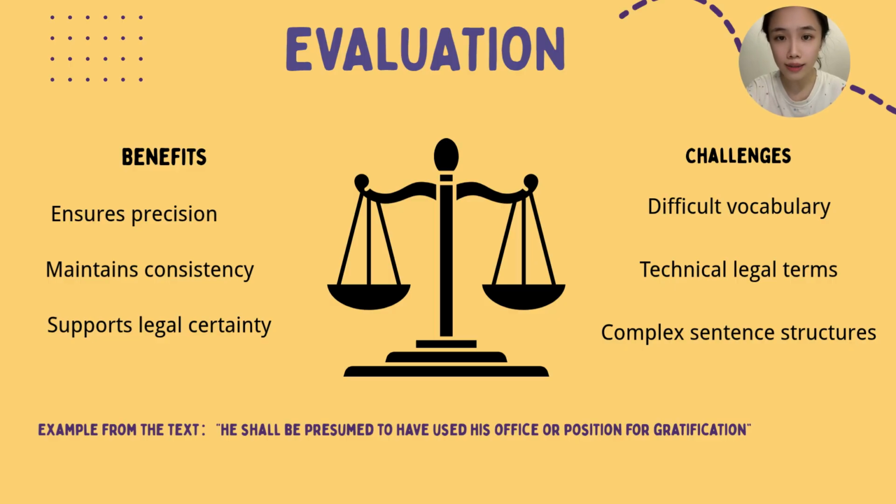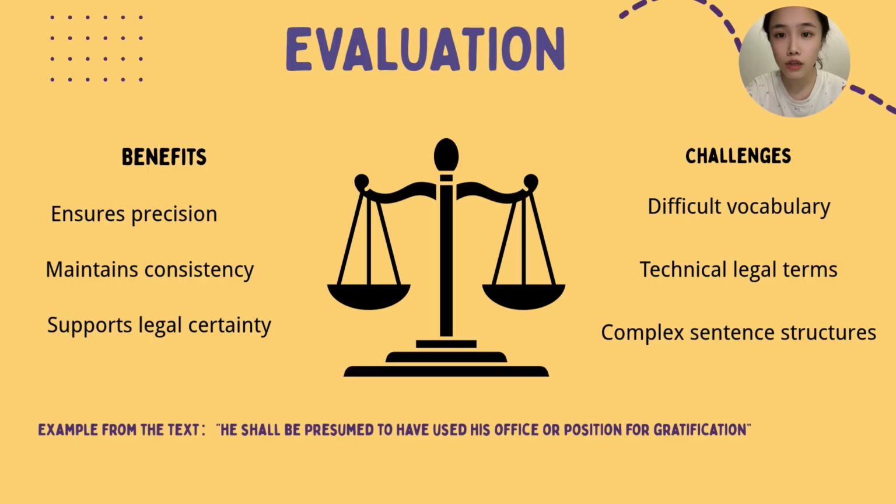I will conclude our presentation by evaluating the importance of reducing ambiguity in legal language. Based on our analysis of the DSM prosecution case summary, legal language plays an important role in ensuring accuracy, consistency, and certainty in legal interpretation. However, legal texts often contain specialized terminology and complex expressions that may be difficult for ordinary readers to understand.